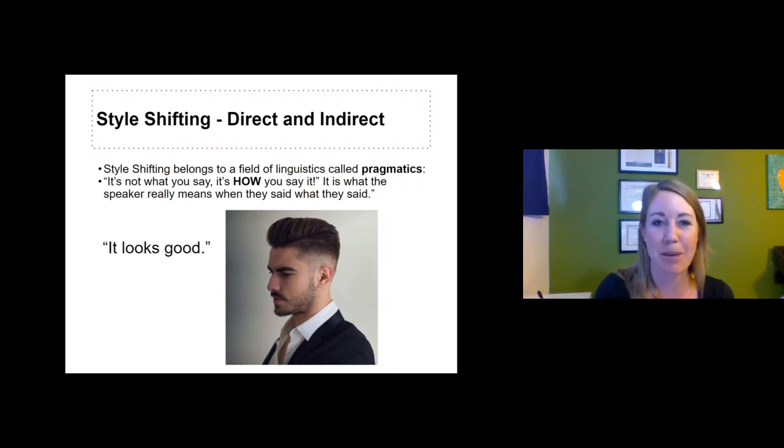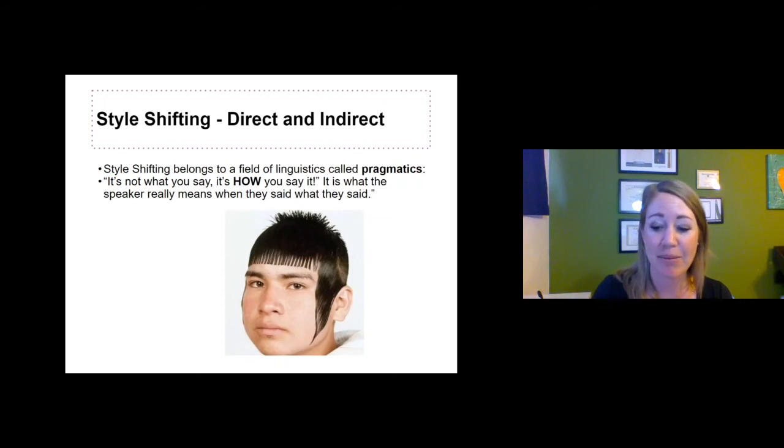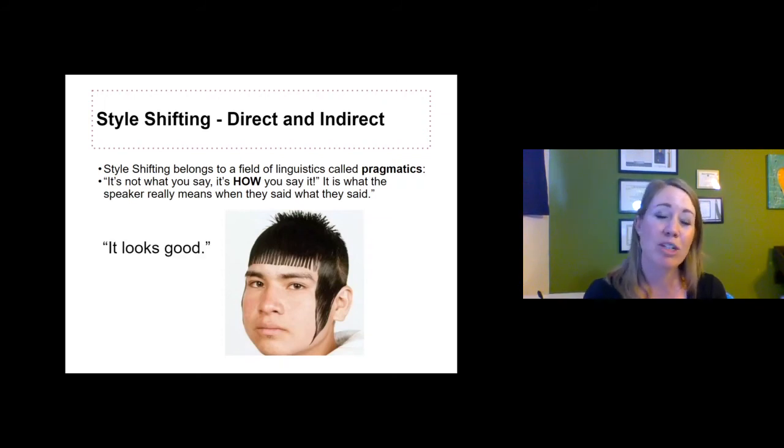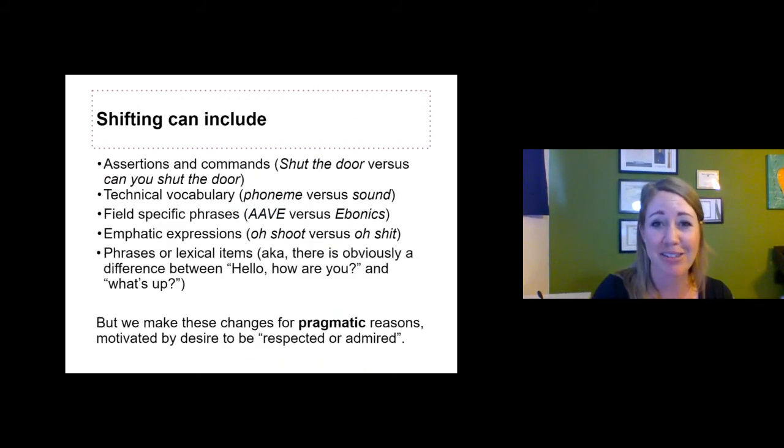So we used this example in our welcome video of this nice haircut your friend got. We say, "It looks good," right? And then we've got this guy and we've got to say the same thing, but we're trying to communicate it doesn't look good. So maybe we'll say, "It looks good," right? And this is a type of style shifting, deciding if we're going to use direct speech: "It looks good. I mean what I say." Or indirect speech: "It looks good. I know I said it looks good, but underneath it, I'm actually saying something else." So that's an example of style shifting.